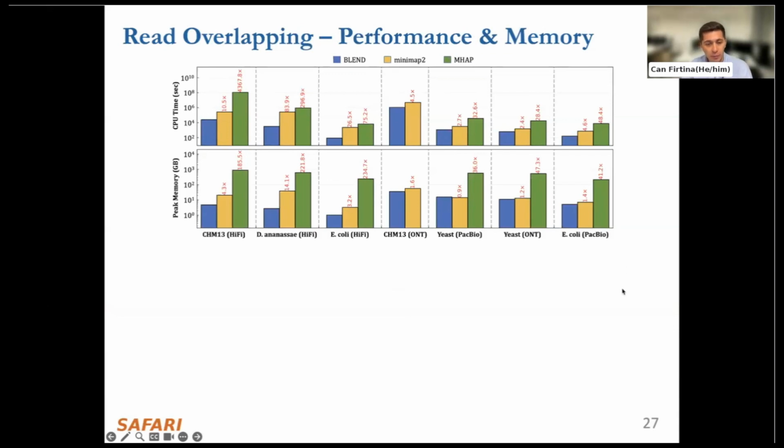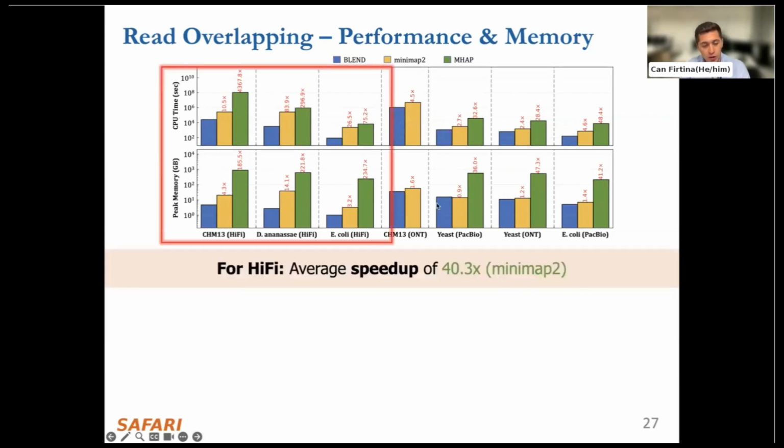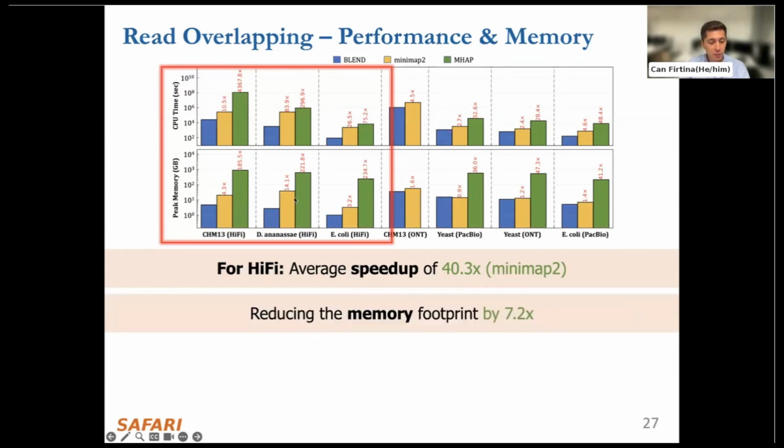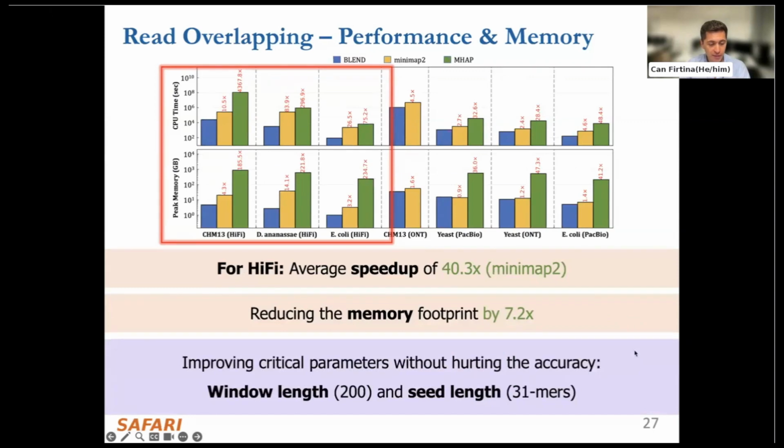Then let me go over the performance and memory results that we evaluate in read overlapping. This figure shows the CPU time on the y-axis in the top figure, and the peak memory usage in the bottom figure. We have the results for different data sets as shown here. We compare Blend with Minimap2 and MHAP, two popular state-of-the-art tools for read overlapping. Although in general we provide better results, I'm going to mainly focus on the HiFi results. For HiFi, Blend provides an average speedup of 40x compared to Minimap2. It also reduces the memory footprint by 7.2x.